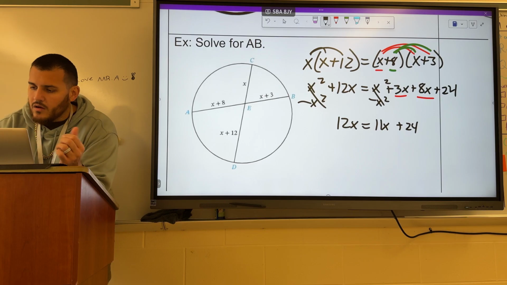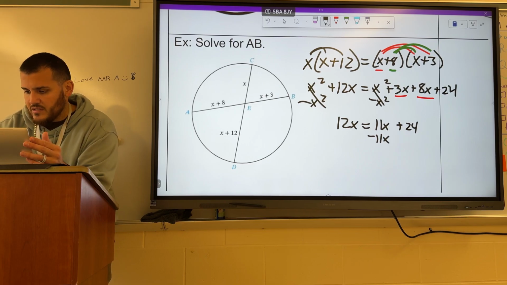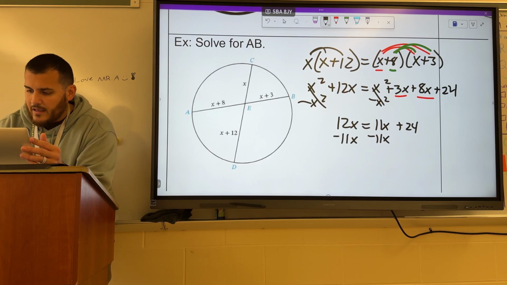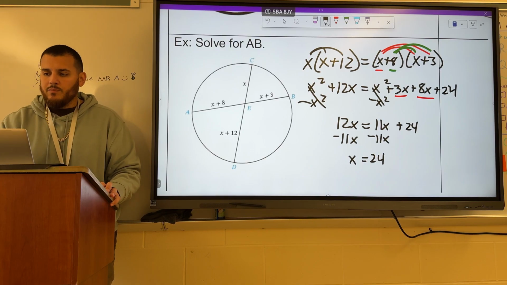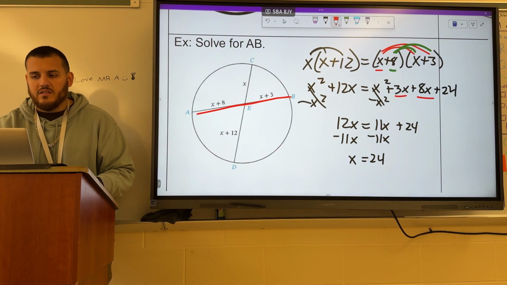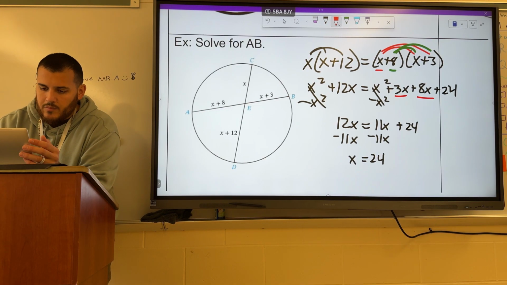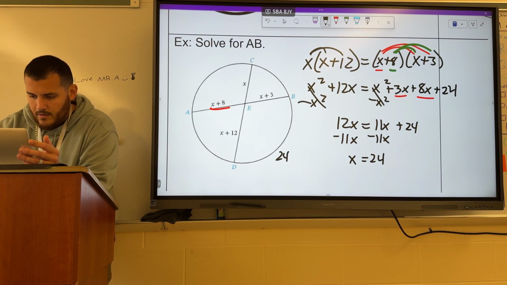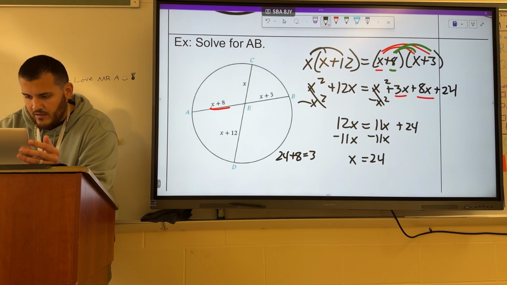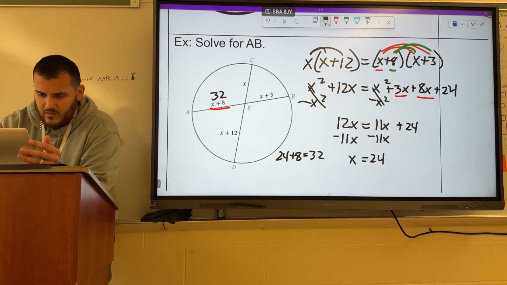Now I can get all the x's on the left by subtracting both sides by 11x, and that leaves me with 1x equal to 24, which I can then plug in to my pieces here to find the length of segment AB. So as I plug into x plus 8, I'm just doing 24 plus 8 to get 32. So I know that's 32 units long.